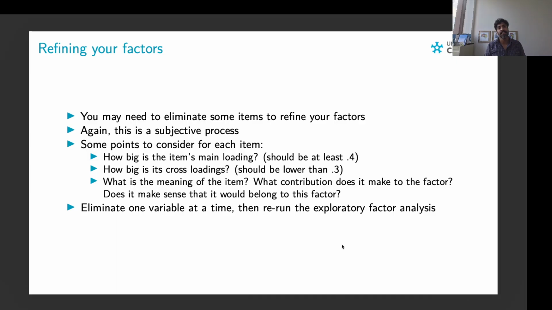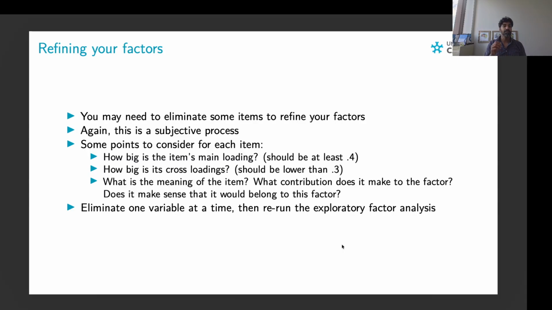And some points to consider for each item: how big is the item's main loading? It should be at least 0.4 onto the primary factor. How big is its cross-loading? If it loads onto another factor as well, that should be below 0.3. And what is the meaning of the item? What contribution does it make to the factor? Does it make sense that it would belong to this factor? These are really the key critical points to take away when thinking about whether items load onto factors.